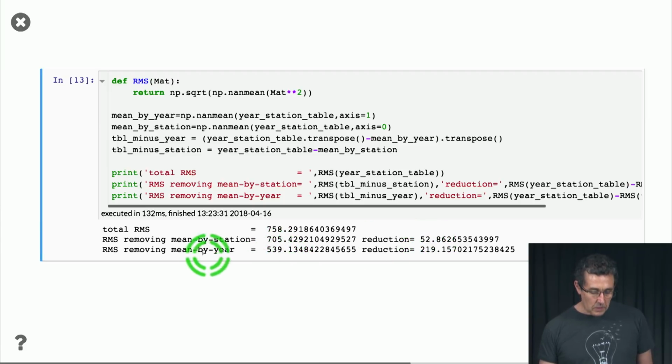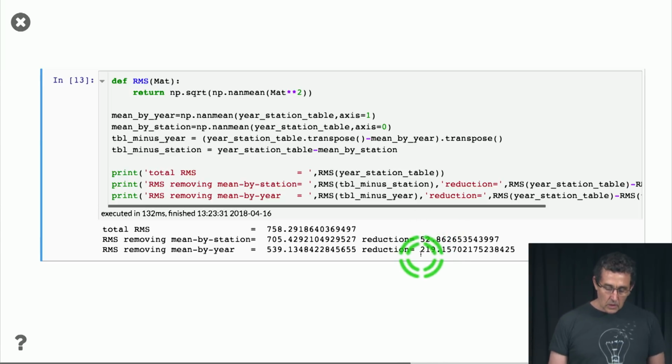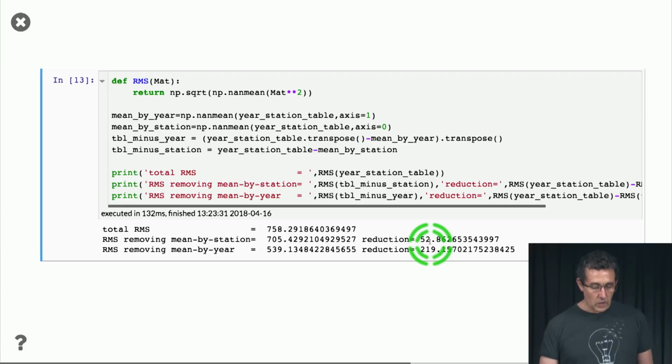And then if we remove the mean by year, then it reduces it to 539, which is a reduction by 219. So basically these numbers here, the 52 versus the 219, give us a quantitative measure of how much more important is the year versus the station. Okay, so the year, if you take the mean by year, you reduce the RMS by 219, which is about 4 times what you get if you remove by station. So that's one important conclusion we can draw.